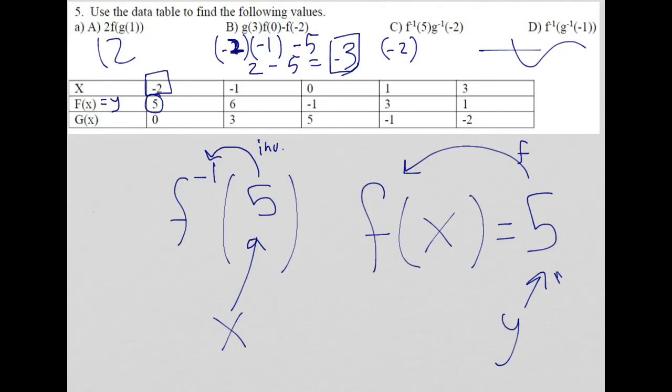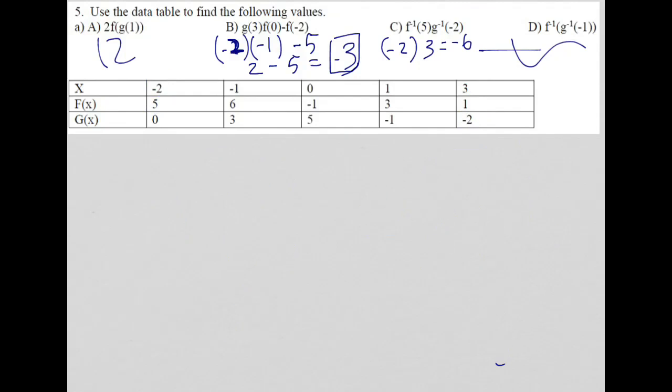And we're going to do the same thing with g inverse of negative 2. We're going to find the y value on g that's equal to negative 2, which is right there, and we're going to use the corresponding x value, which is 3. So that's going to give us negative 6. So let's erase some of this stuff so we can do the last one.